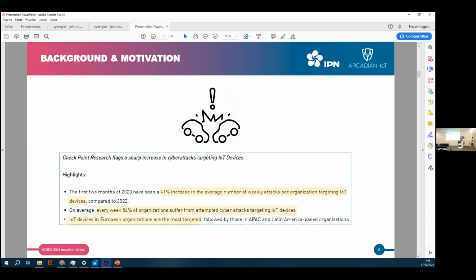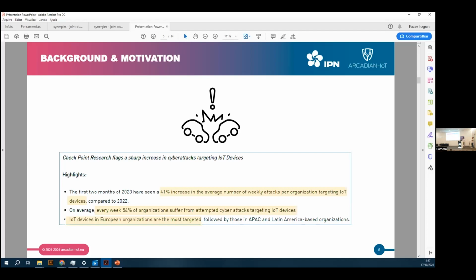So we see that, for instance, based on the report from this year, in the first 2 months of this year there has been an increase of around 40% in the average number of weekly attacks per organization, specifically targeting IoT. Equally, and very interestingly, and this is just additional information, this is more observed in European organizations. So again, focusing only on attacks targeting IoT.